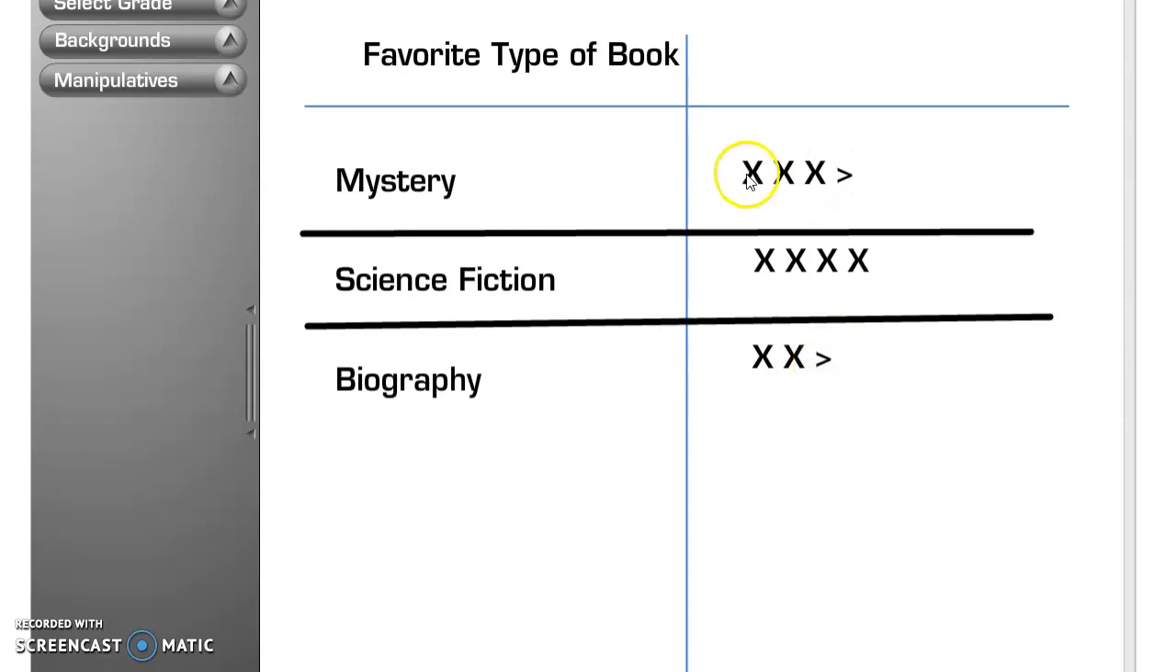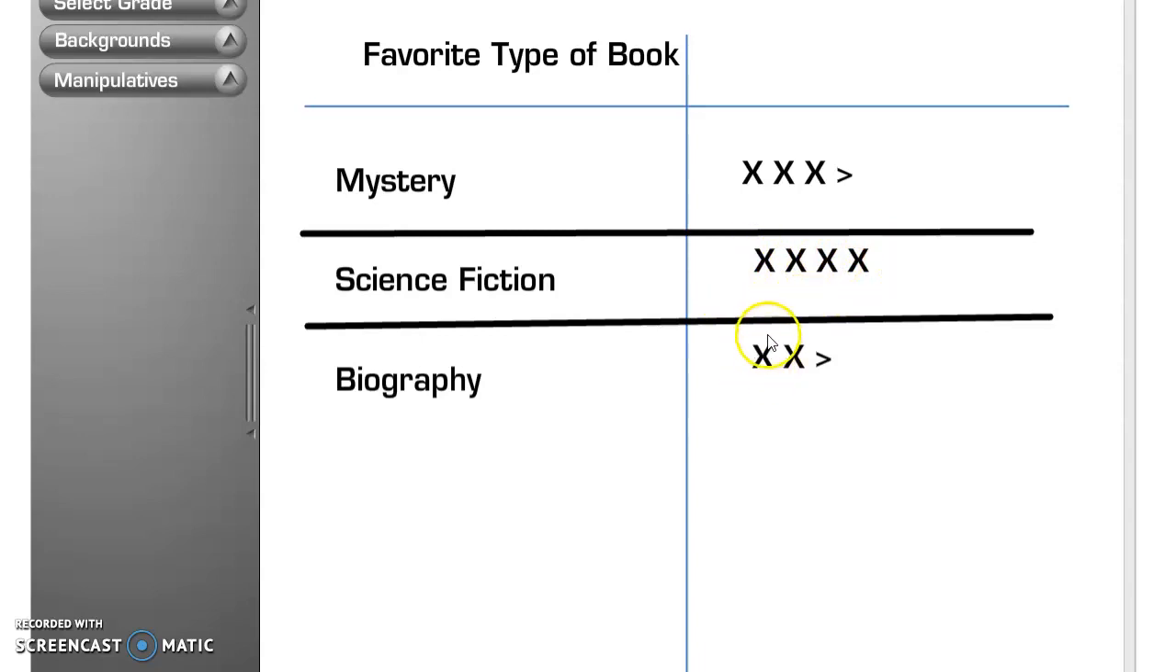So this means in this picture graph, because each X stands for 2, so 2, 4, 6, and then this stands for 1, so it would be 7. So 7 people like mystery. For science fiction, we just can count by 2s because we know that every X stands for 2. 2, 4, 6, 8. So 8 people like science fiction.